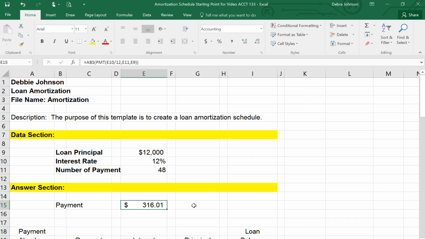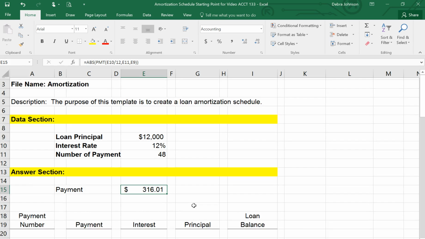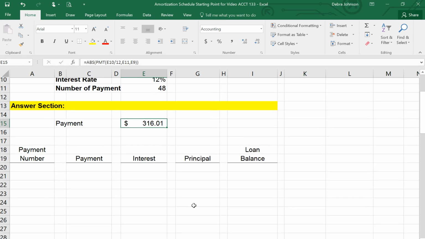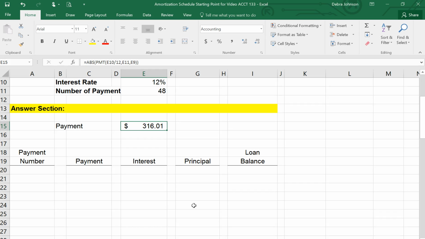The handout will suggest specific cells to be used in helping you create the loan amortization table. These are suggestions only. It is much better if you understand the process and can create the schedule on your own rather than referring to directions for specific cells. So let's take a look at creating an amortization table from scratch.